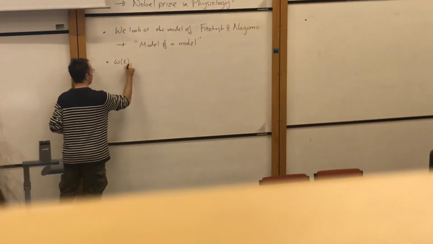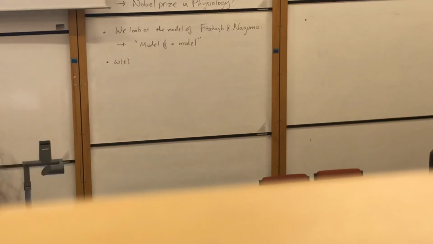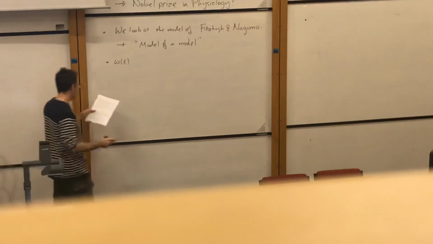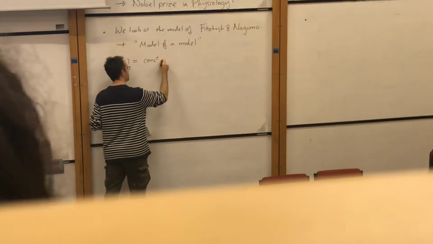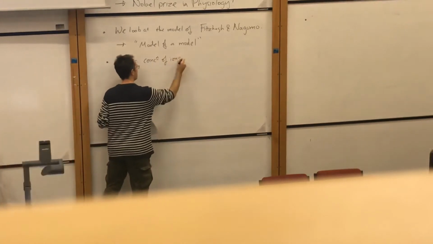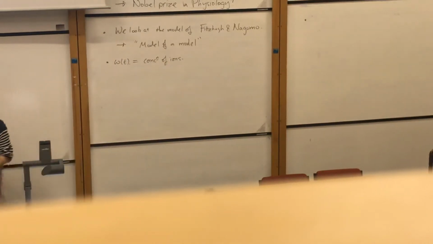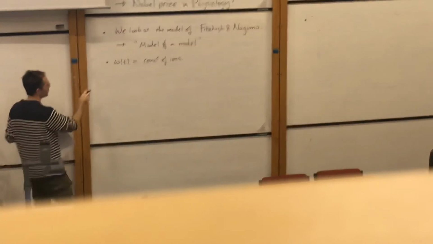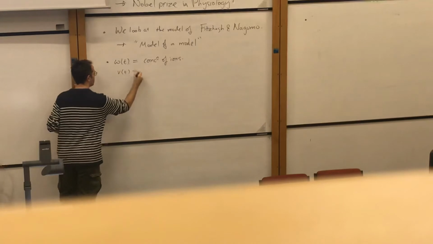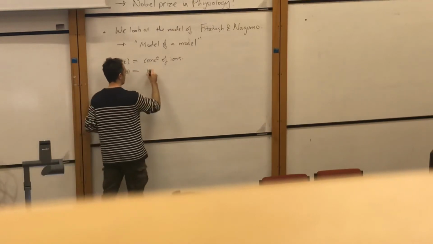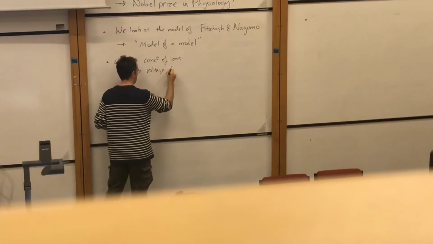Well, it's got two variables, and as I say, the variables have a slightly fuzzy definition, but W of t can be thought about as the concentration of ions. As I said, these action potentials are controlled by changing the concentrations of ions between the axon and its exterior, and V of t, which is my voltage or potential difference.